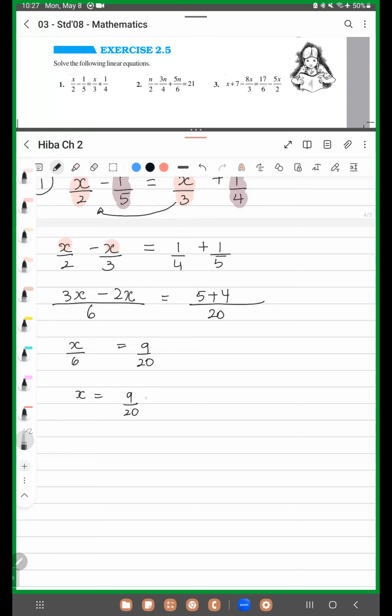We will multiply it by 6. 9 by 20 multiplied by 6. Can we cancel something? Is there anything common between 6 and 20? Yes, it is 2. Three twos are six, sorry.